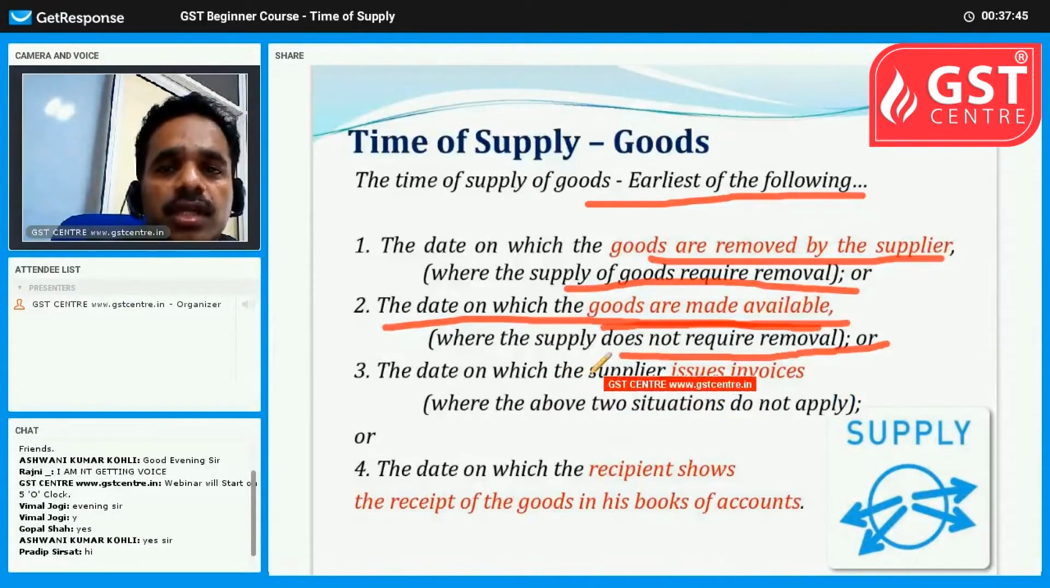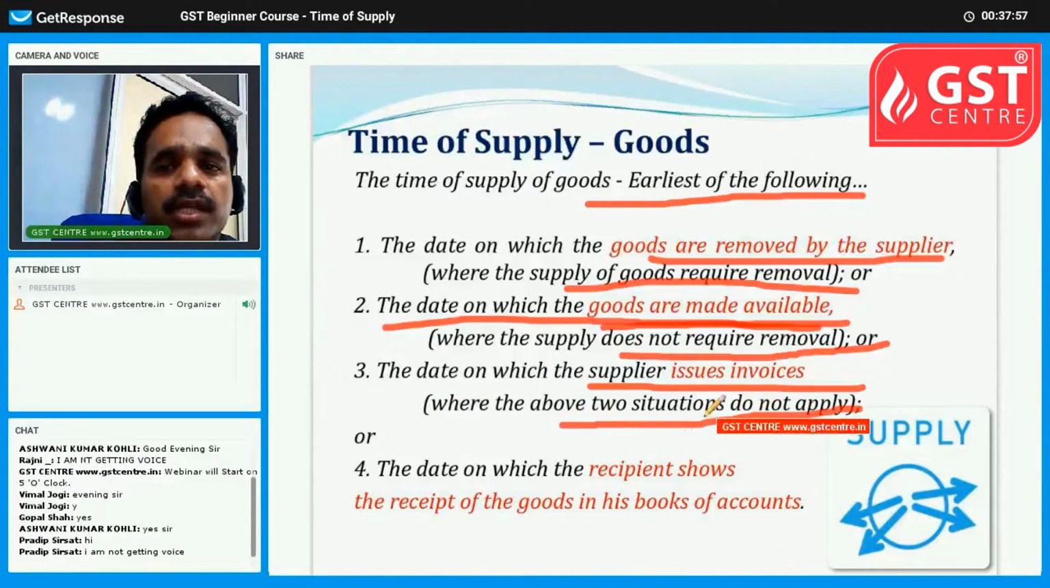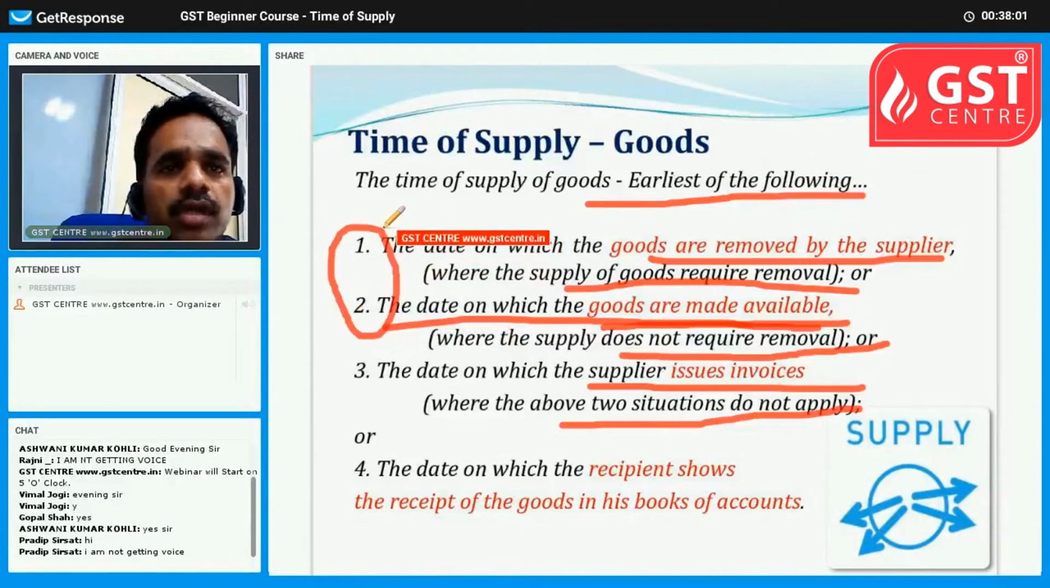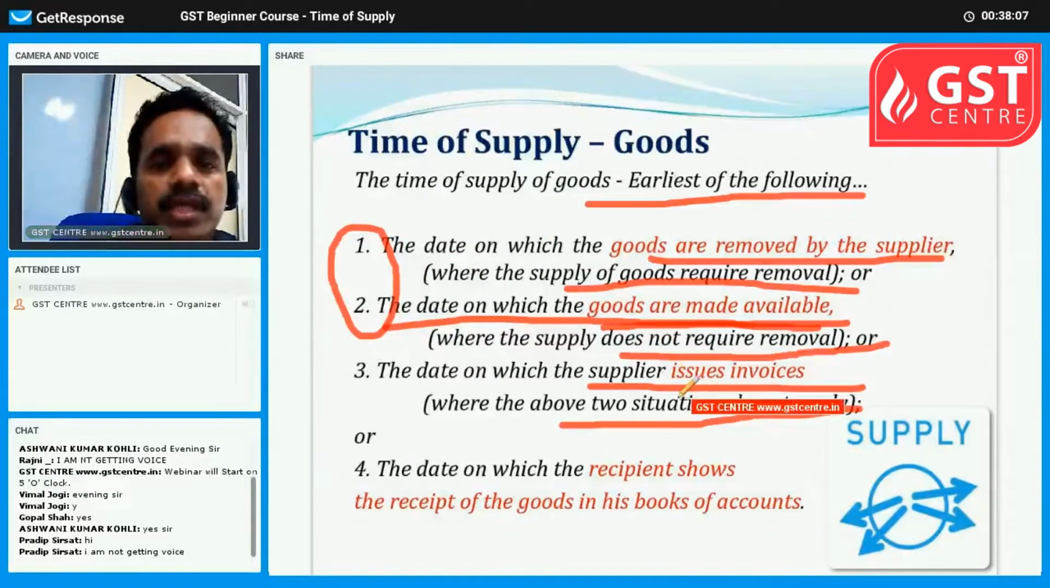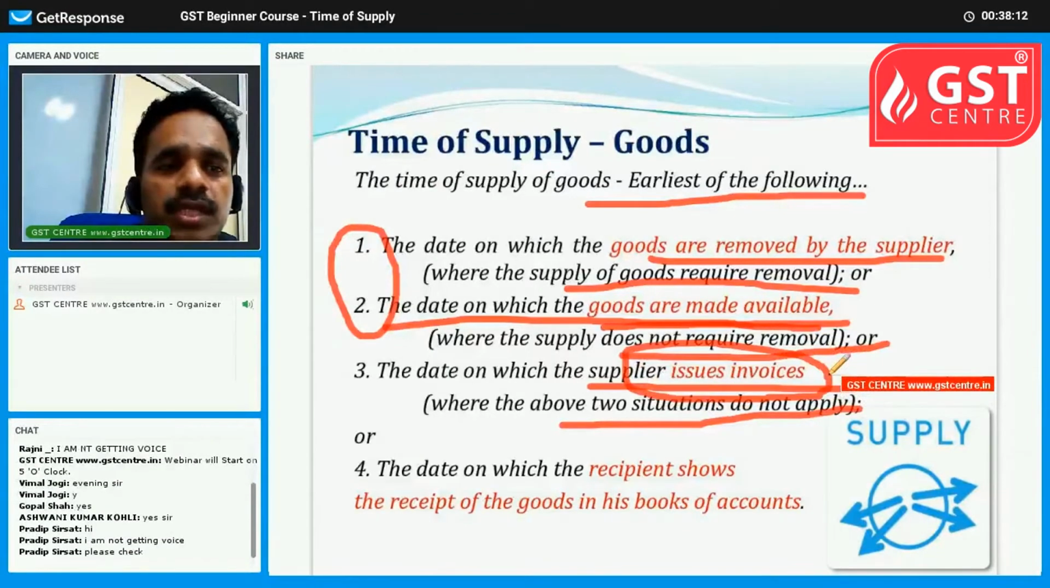These are the 2 points, and the third point is the date on which the supplier issues invoices. And this third condition will be applicable only if these two situations are not applied or are not available to determine. In that case, the date on which the supplier issues the invoice to the customer will be taken for determining the time of supply.